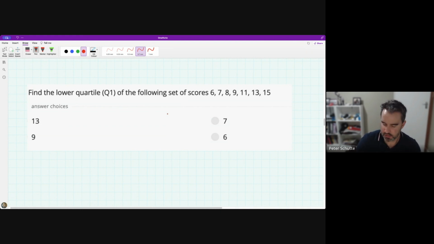So, find the lower quartile. I'll call this A, B, C, and D. Find me the lower quartile. See if you can do that.